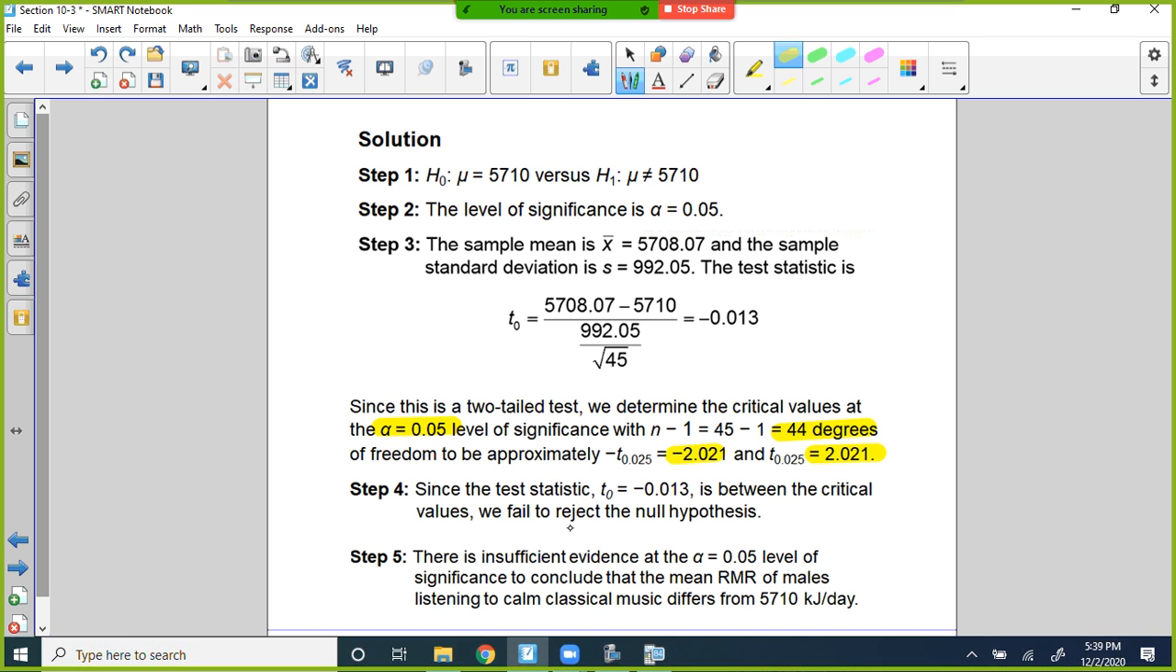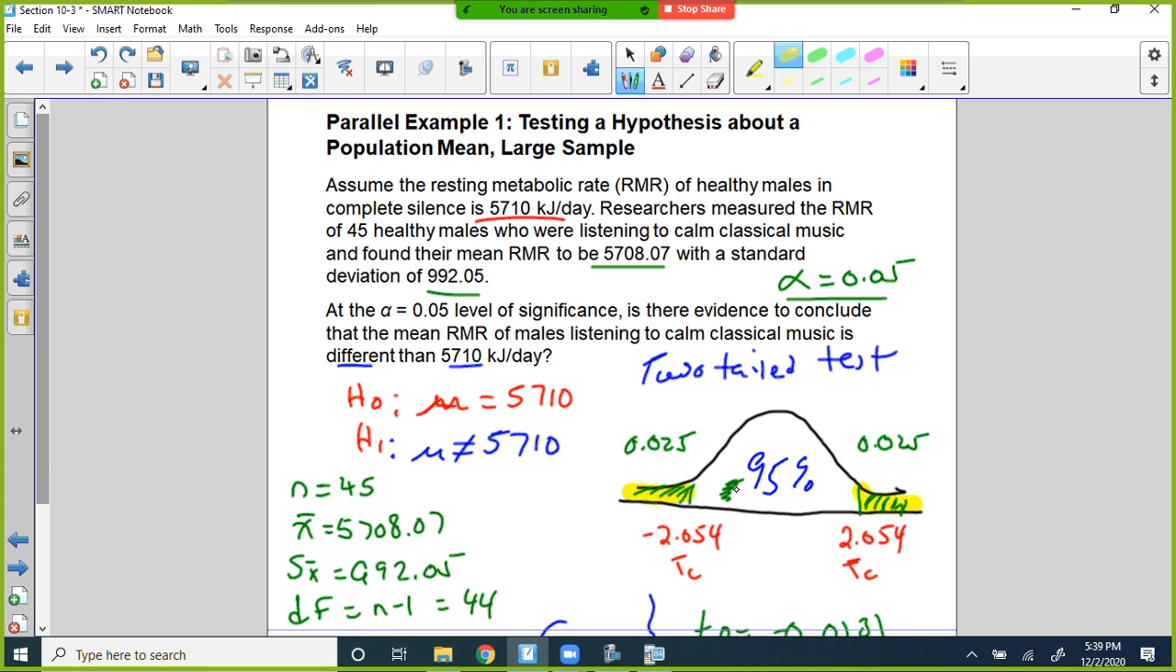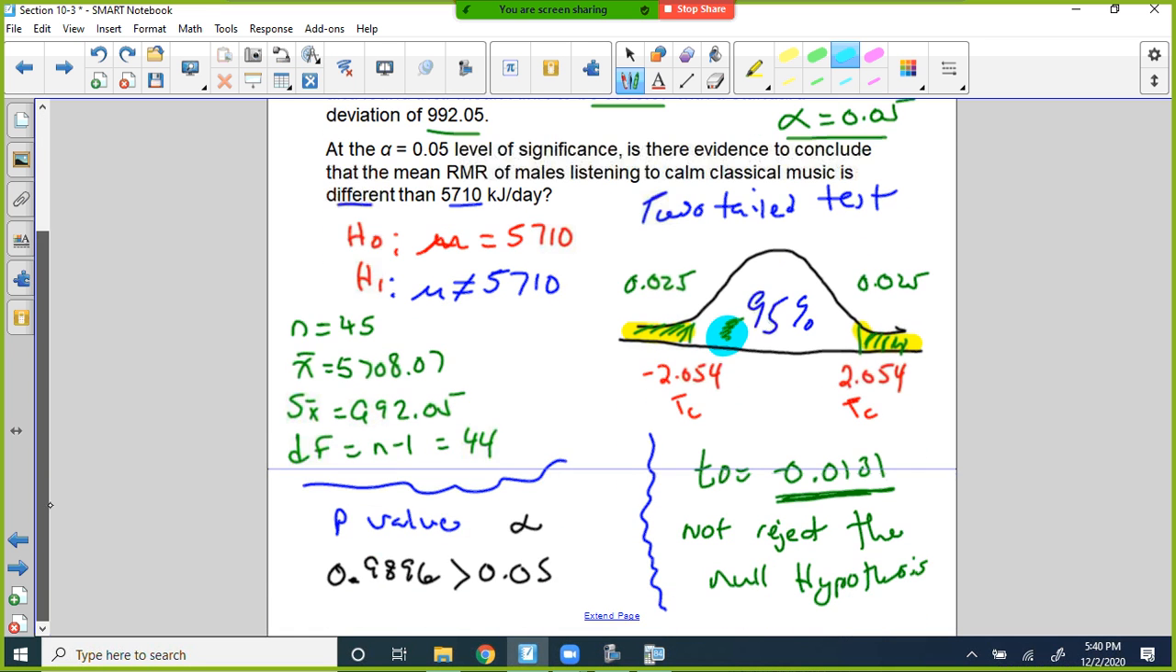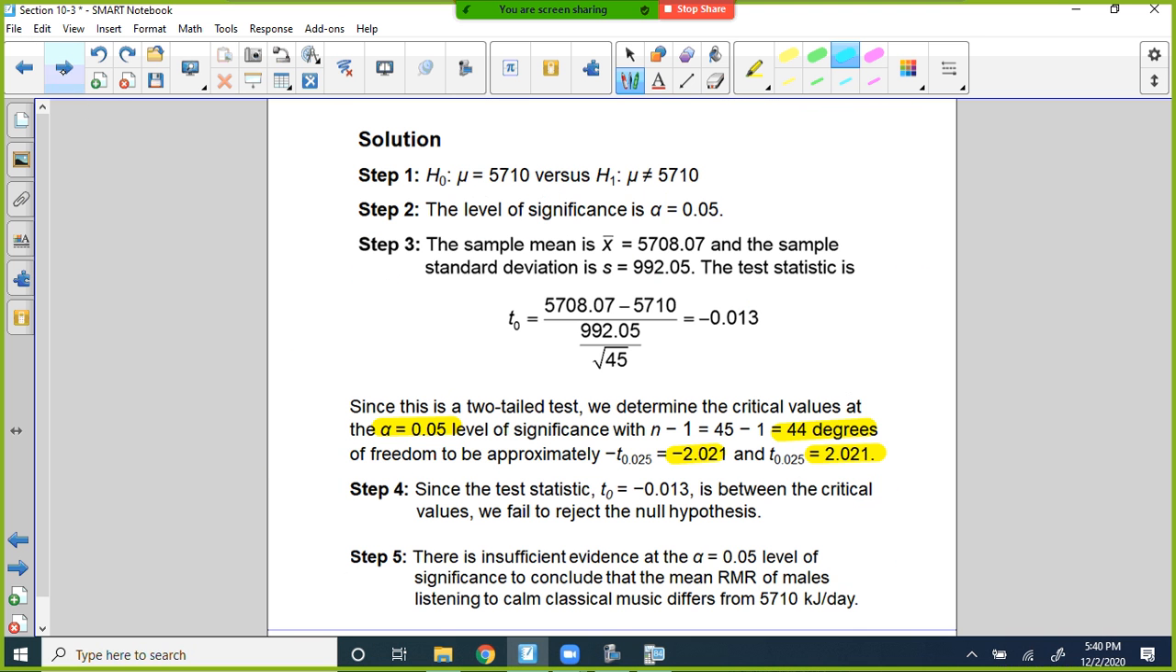Now, we failed to reject the null hypothesis, right? Because it's in between the two critical values. It's right in here, right? It's right there. And we said do not reject the null hypothesis. So you look over here, we failed to reject the null hypothesis. So we come up with the same thing.